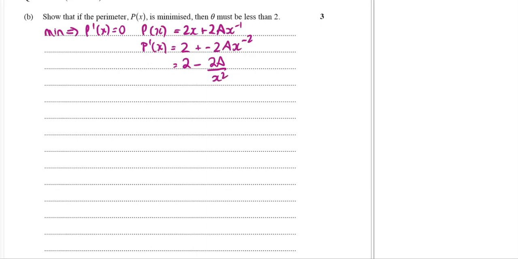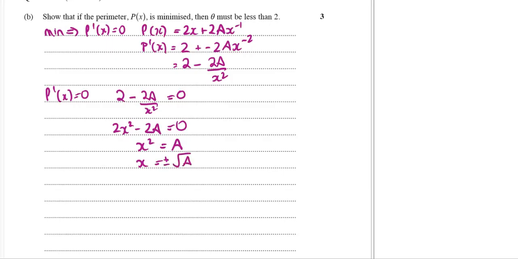Okay, so if P dash of x equals 0, then 2 minus 2A on x squared equals 0, or 2x squared minus 2A equals 0. So x squared equals A. x could be plus or minus root A, but obviously A is positive by context and x is positive by context. So x is just the positive root of A.